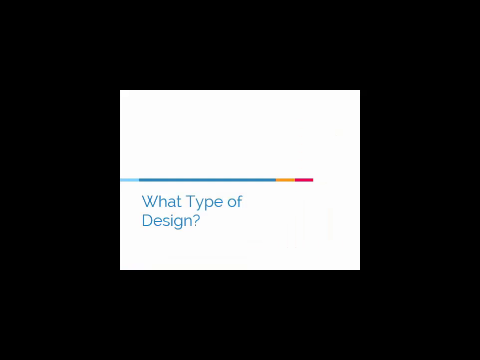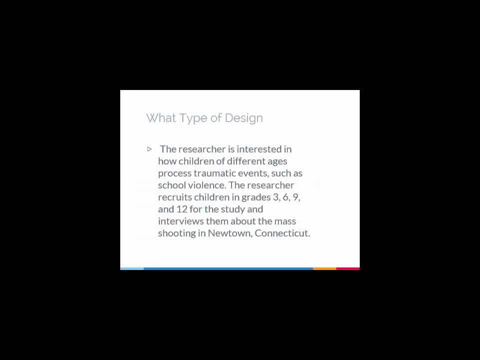So I'd like to just have you guys do a quick self-quiz and just write down on a piece of paper what type of design you think the following examples are. A researcher is interested in how children of different ages process traumatic events such as school violence. The researcher recruits children in grades 3, 6, 9, and 12 for the study and interviews them about the mass shooting in Newtown, Connecticut. This is a cross-sectional design.